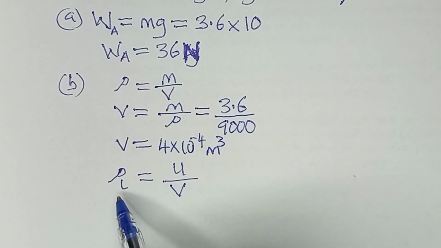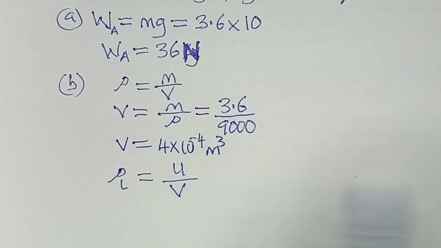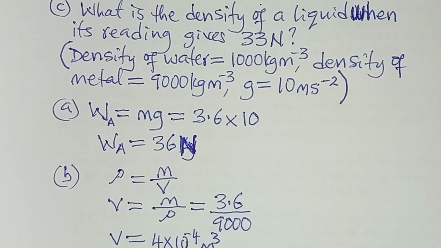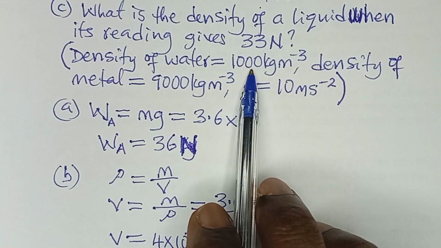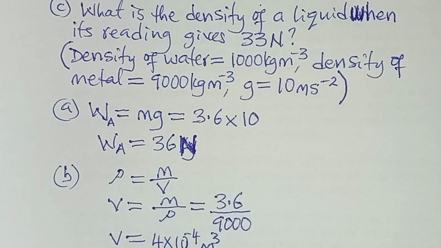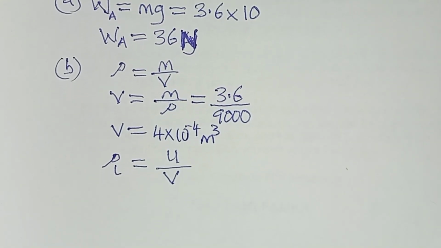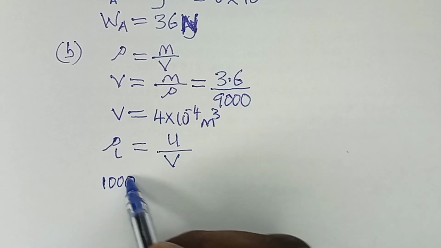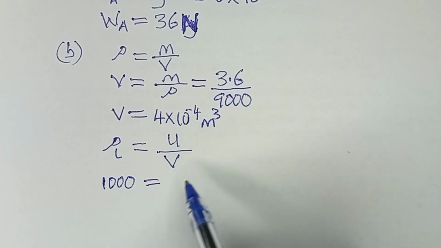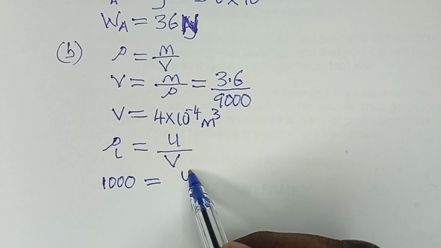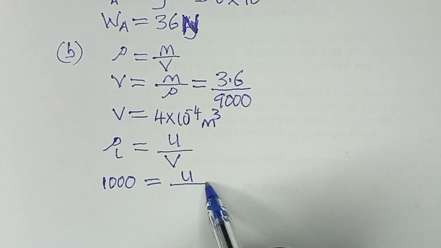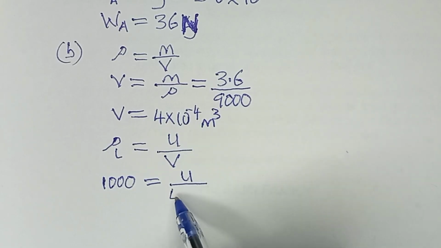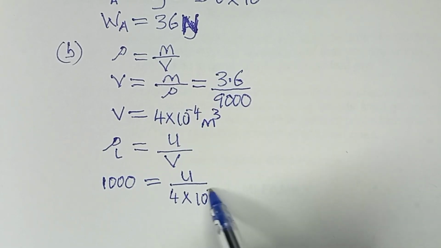So from there now, let's substitute values. The density of the liquid, don't forget the liquid is water because we are asked to find its reading in water. So the density of water, you can see, is 1000. So we are going to substitute values now. So the density is 1000, that's density of water, is equal to the upthrust it experienced, which is what we are looking for right now, all over its volume. Don't forget, its volume is 4 times 10 raised to power minus 4.